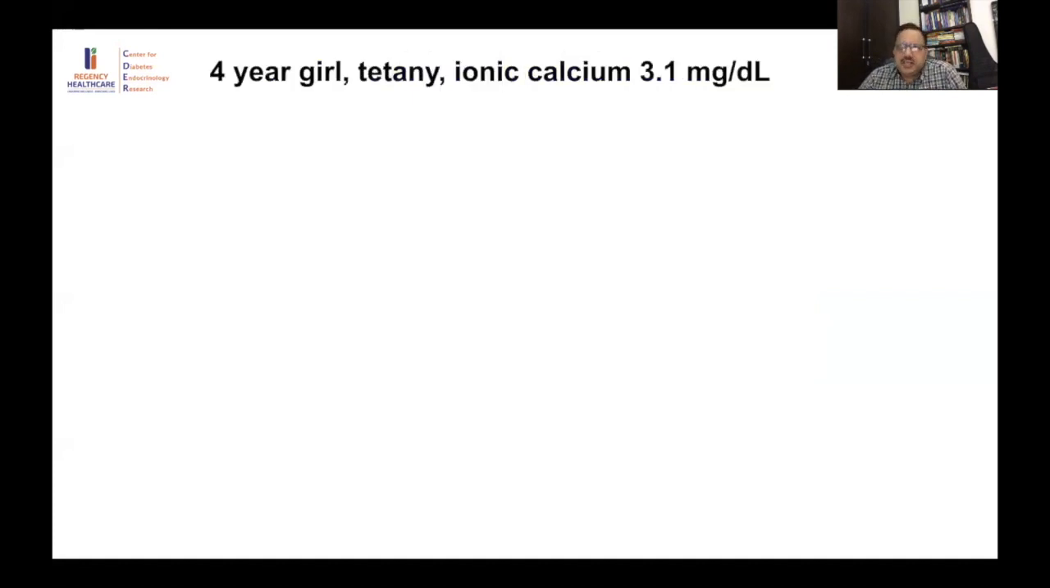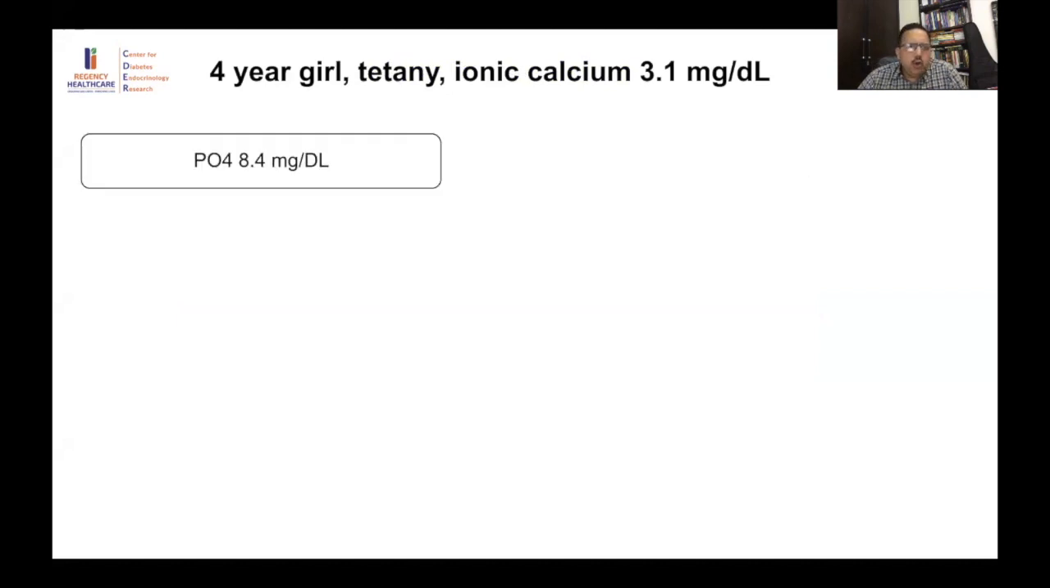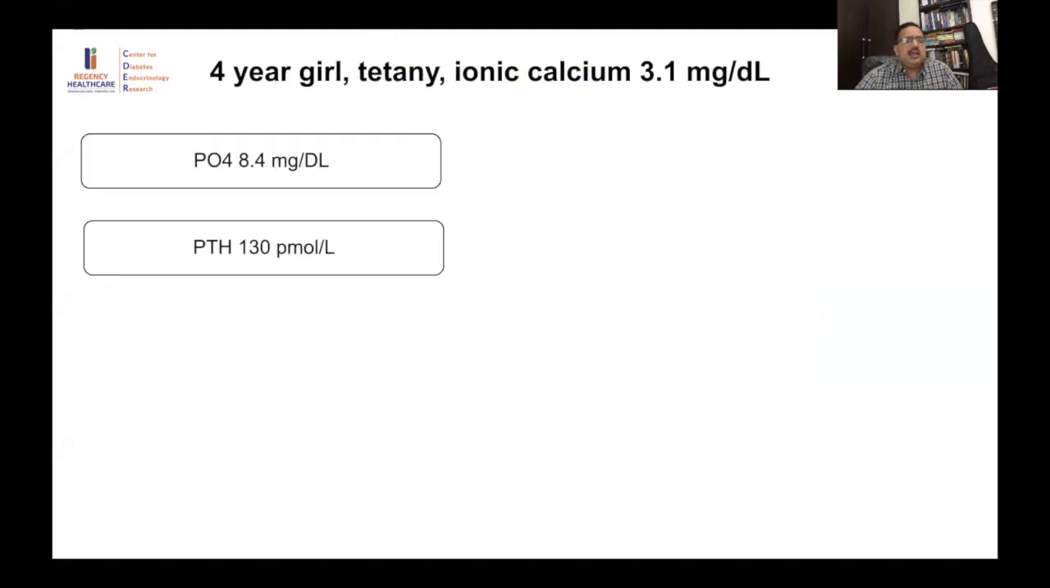A 4-year-old girl with tetany: ionic calcium levels are low, phosphorus levels are really high, PTH levels are also high. It was diagnosed as pseudohypoparathyroidism. Now, do we agree? We've discussed that we expect a child who has a non-PTH related hypocalcemia to have hypophosphatemia. So if you have hypocalcemia, hyperphosphatemia, high PTH, most people will say this is pseudohypoparathyroidism.